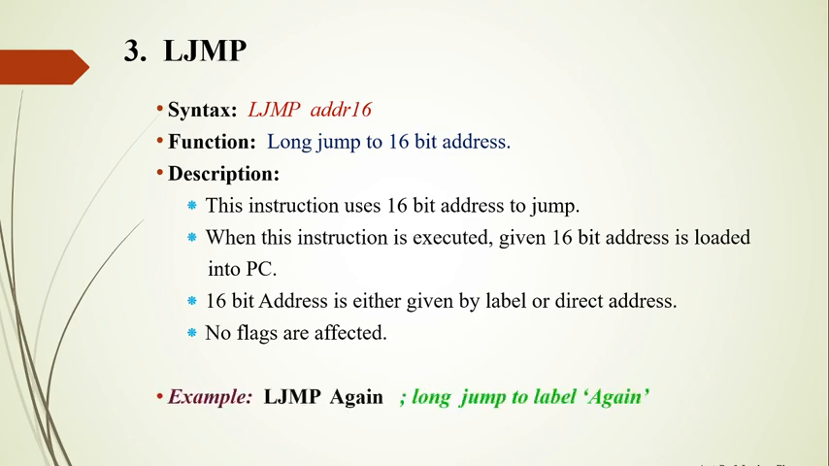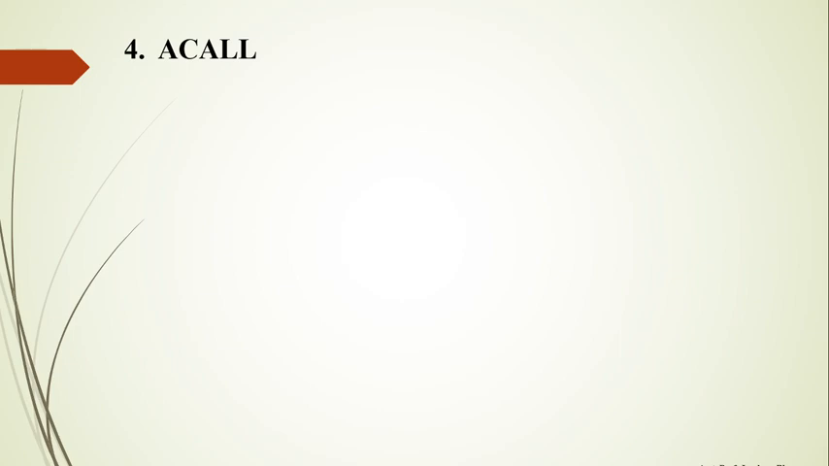No flags are affected during the execution of this instruction. For example, LJMP again. Here the label again is given, so after execution of this instruction, a long jump will be taken to this label. And in the second instruction, a direct 16-bit address is given, so after execution of this instruction, the controller will jump to this given address.